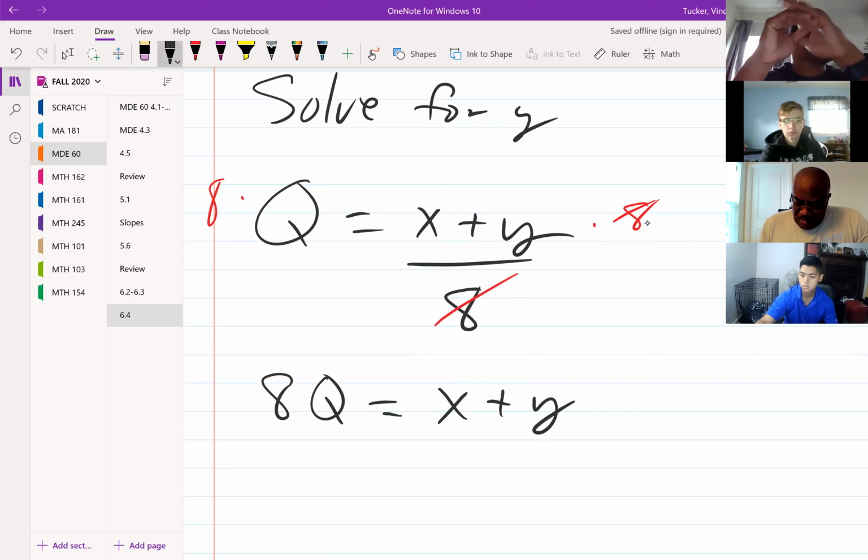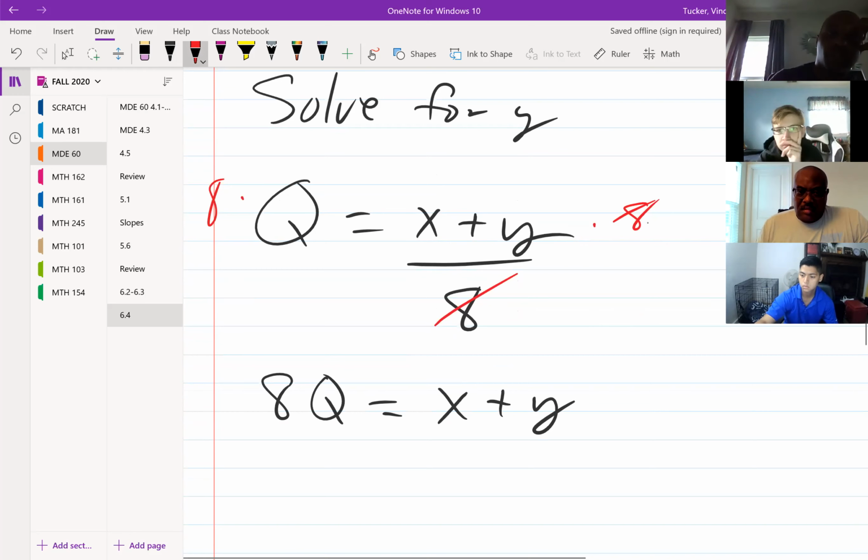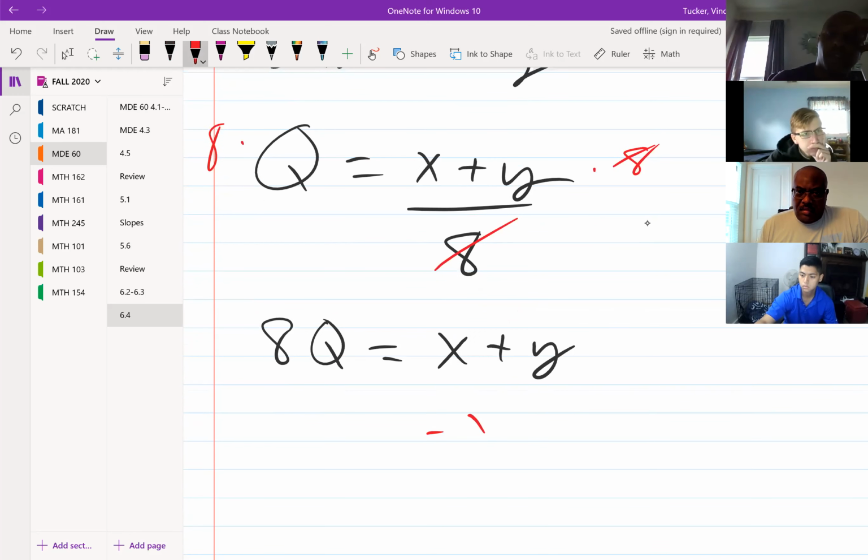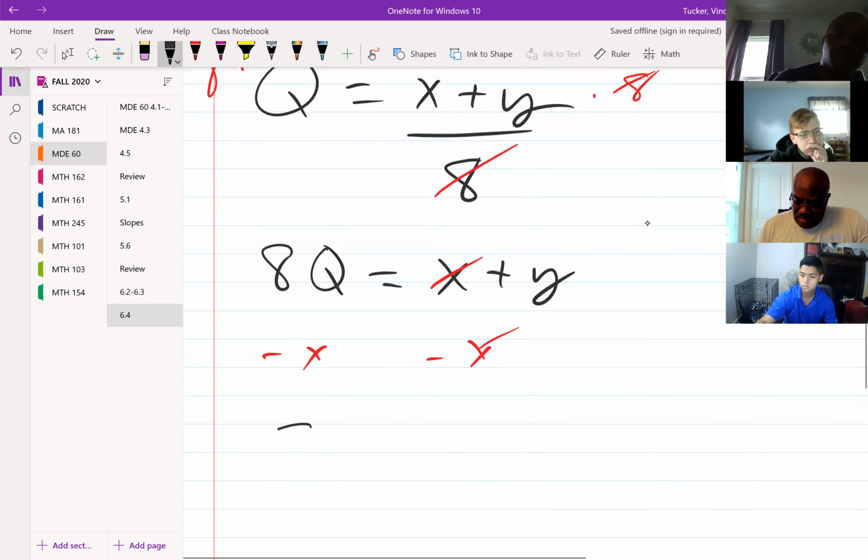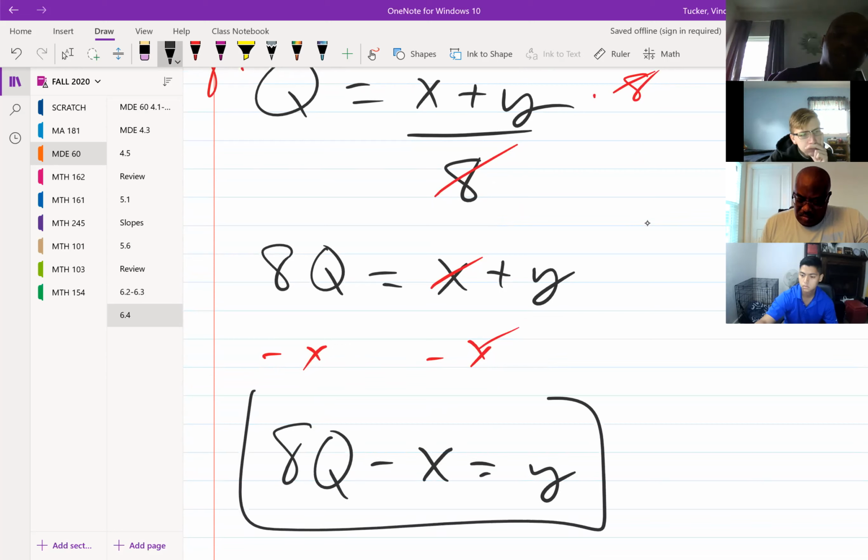8q, excuse me, equal to x plus y on the right. Then if I want to solve for y to finish it off, subtract x, cancel on the right. That leaves me with 8q minus x equal to y. And that would be it for us. So use the clearing fractions principle.